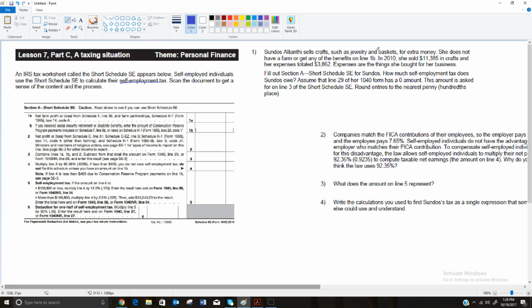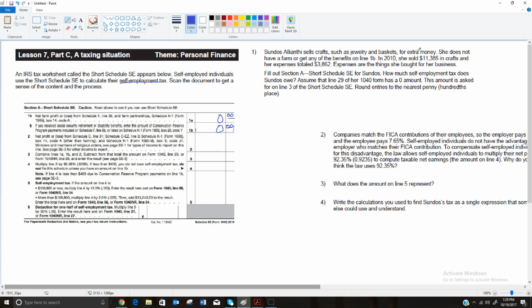So now it says that this person, I'm going to try to pronounce it, Sandoz Alianthi, sells crafts such as jewelry and baskets for extra money. She does not have a farm or get any benefits on line 1B. That's going to be the case with all the problems that we're doing. So for all the problems, you can literally just assume that this is going to be 0, because we're not going to have any farm profit or Social Security, retirement, or disability benefits. So this is going to be 0 on all of our problems.